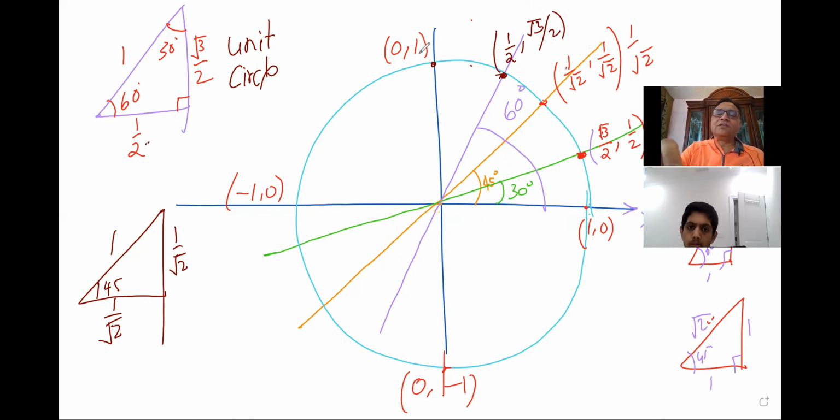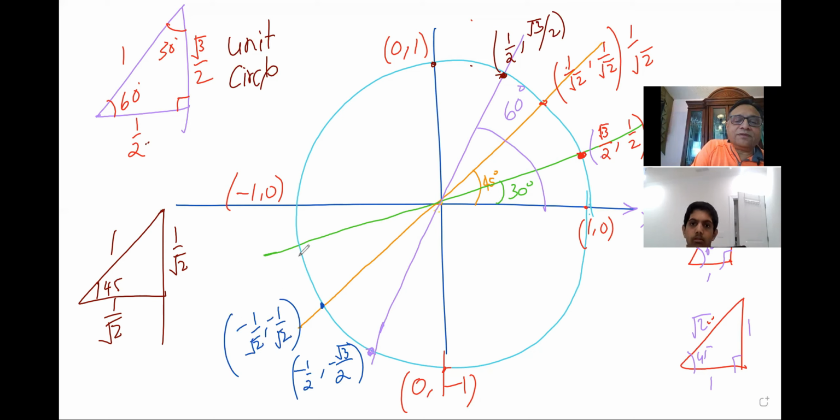Now, from the symmetry, can you tell me the points on this side? -1/2, negative radical 3/2. Perfect. Both are negative. This is what we are trying to say, right? Tan is negative. And this point, -1/√2 and then -1/√2. 45 degrees. You're right. Both negative. And this point, negative √3/2 and -1/2.